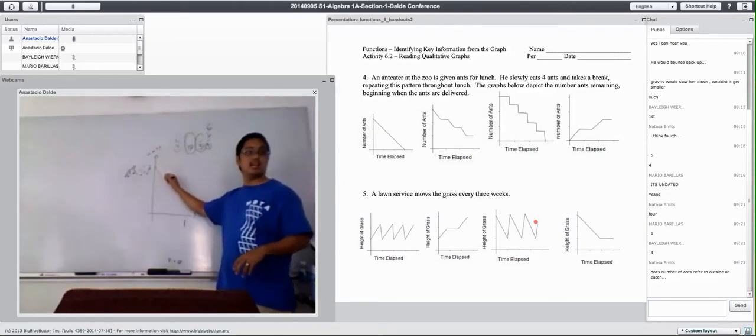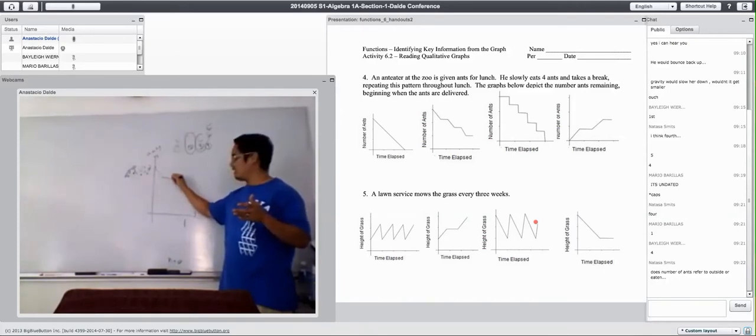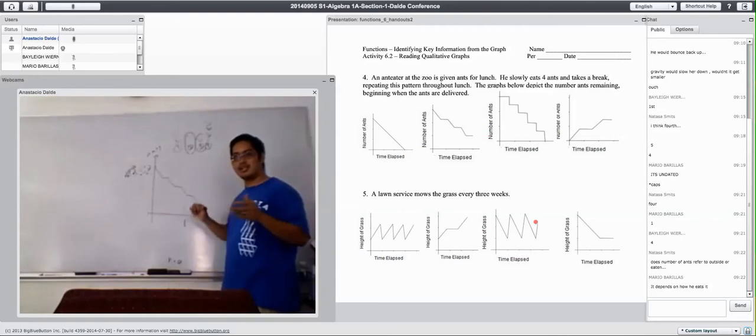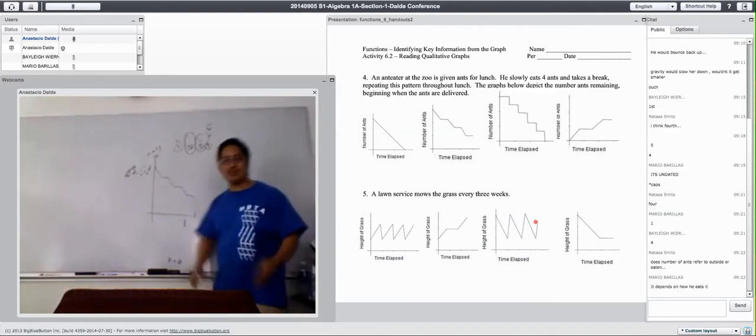And then he waits a little bit. I have no idea why he waits. And he slowly eats another 4. And then he waits a little bit. He slowly eats another 4. And he waits a little bit. He slowly eats another 4. You guys get it? Yes. How did you all get that wrong?